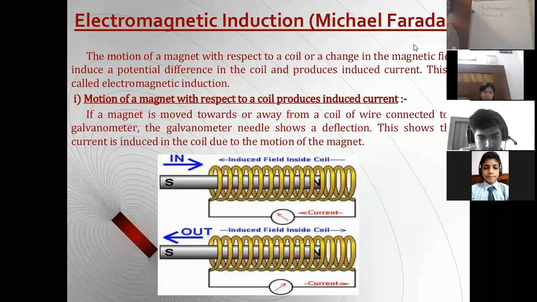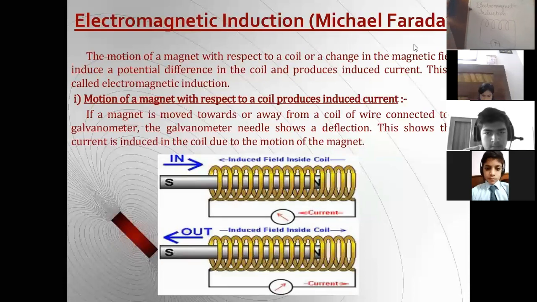If we create a circuit, if we create a solenoid, if we wind the coil in the form of a solenoid and do not connect it with any battery, we will connect it with a galvanometer. A galvanometer is the device which is used to detect the presence of current. It has a pointer which always lies in the center if there is no current flowing in the coil. But if there is current flowing in the coil, what will happen? It will show the deflection.